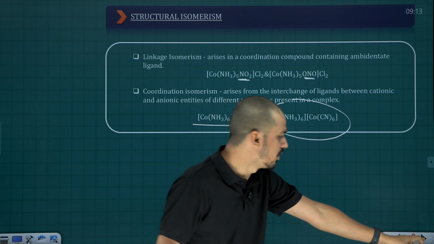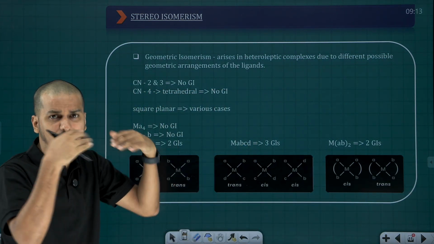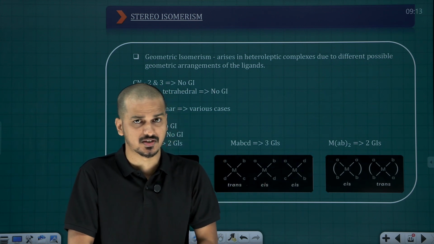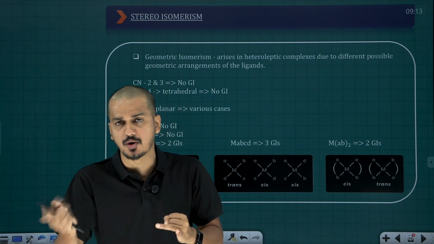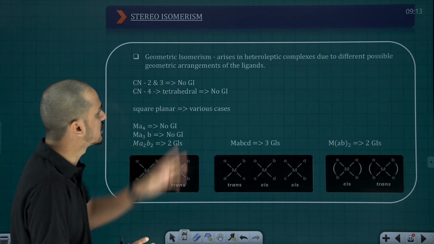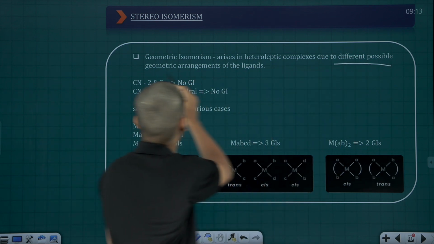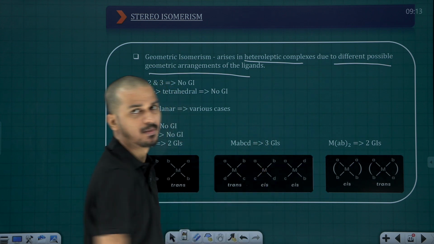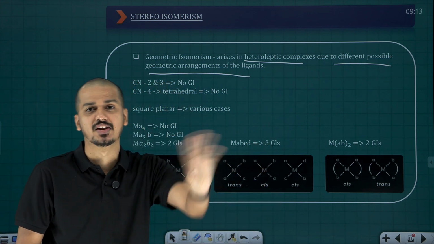Next, we go to the next idea, which is called stereoisomerism. In stereoisomerism, you mainly have to remember the number of stereoisomers. Stereoisomerism is mainly of two types: geometrical isomerism as well as optical isomerism. Geometrical isomerism arises mainly due to different possible geometric arrangements of the ligands. This is only possible in heteroleptic complexes. Heteroleptic complex means the central metal atom binds with different types of ligands.